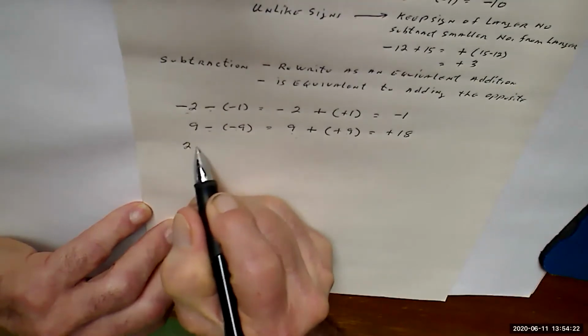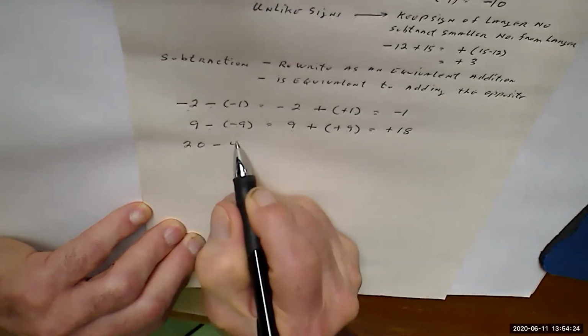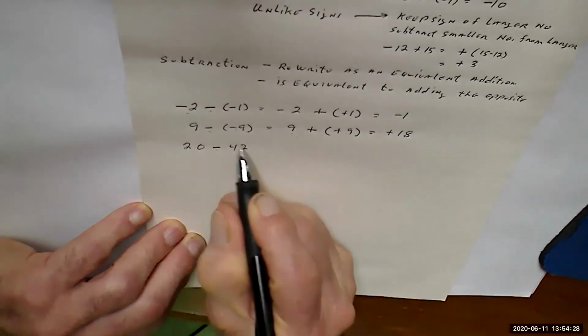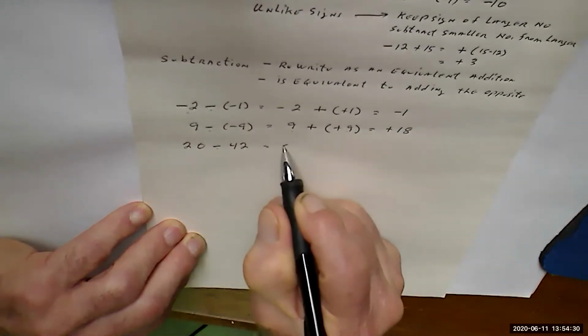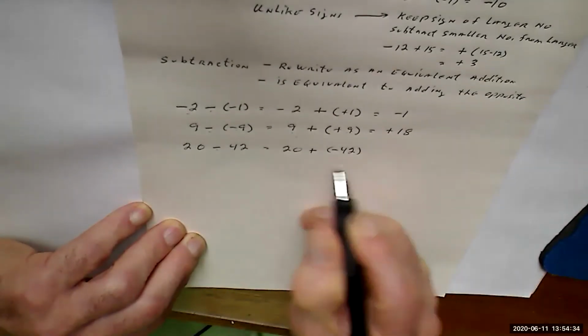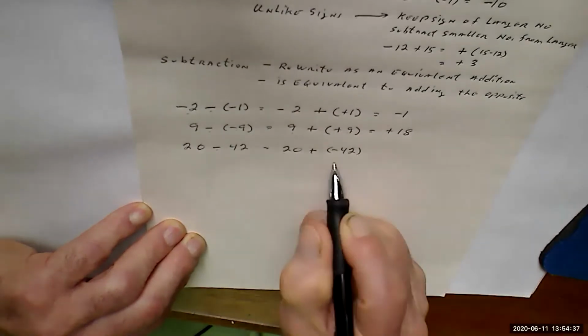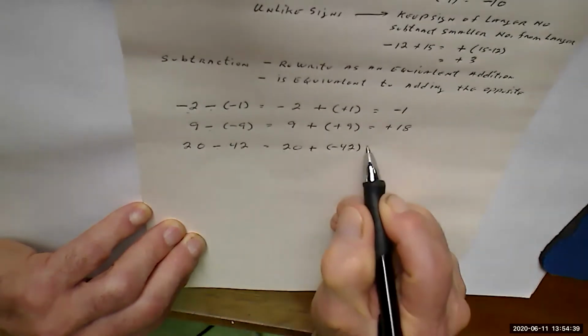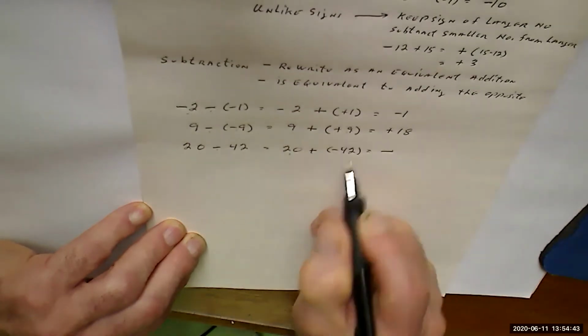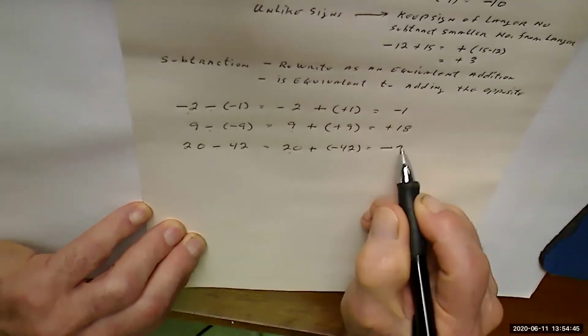Next, how about 20 minus 42? There's a subtraction symbol. This is a positive number, understood. So it's 20 add the opposite. So we're adding unlike signs. We take the sign of the larger number, which is negative, take the smaller number away from the bigger. 20 from 42 would be 22.